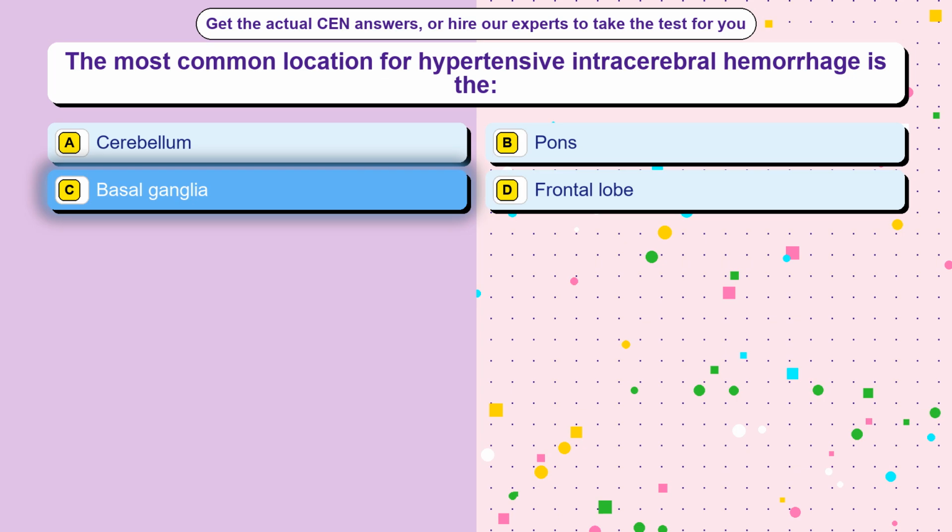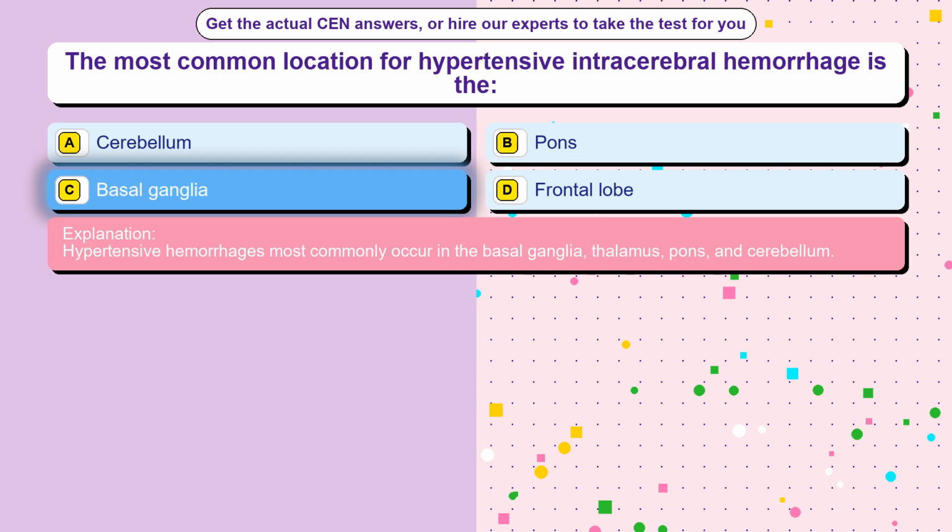The correct answer is option C, basal ganglia. Hypertensive hemorrhages most commonly occur in the basal ganglia, thalamus, pons, and cerebellum.